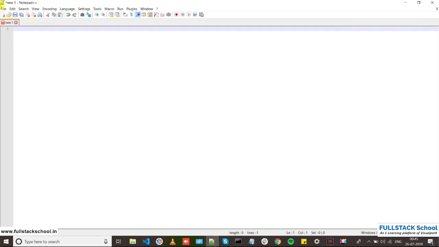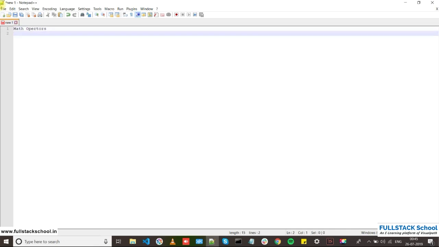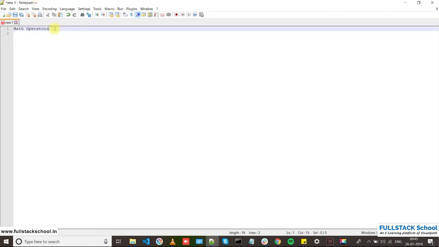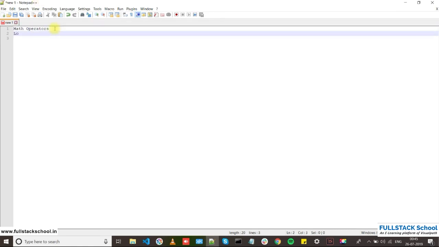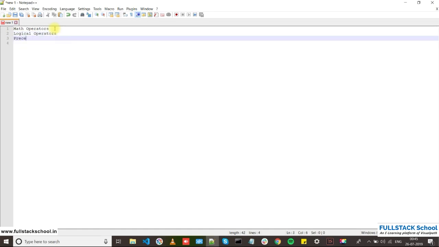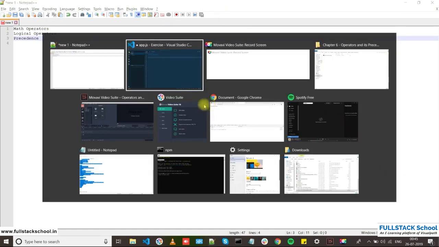So in variables, we are going to see about math operators, comparison operators and logical operators, and their precedence. I don't have to do these math operators here.